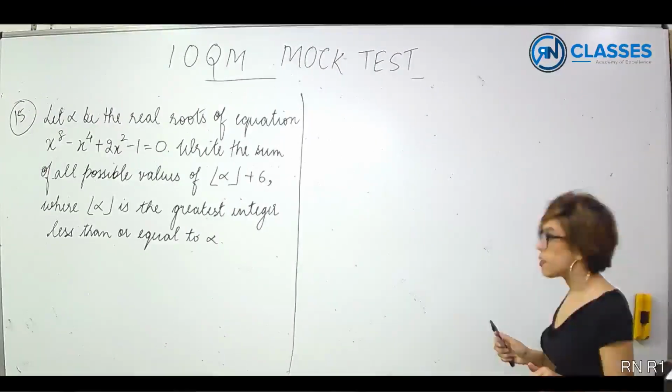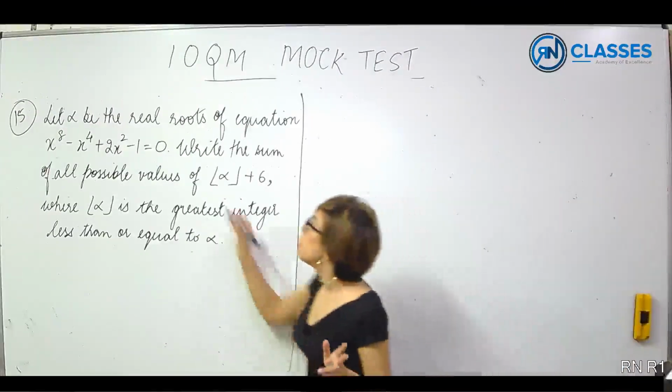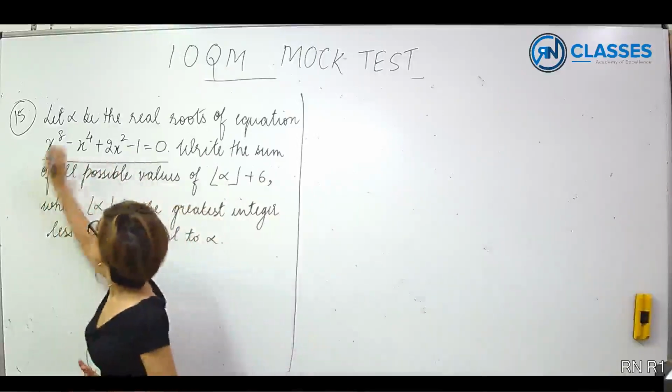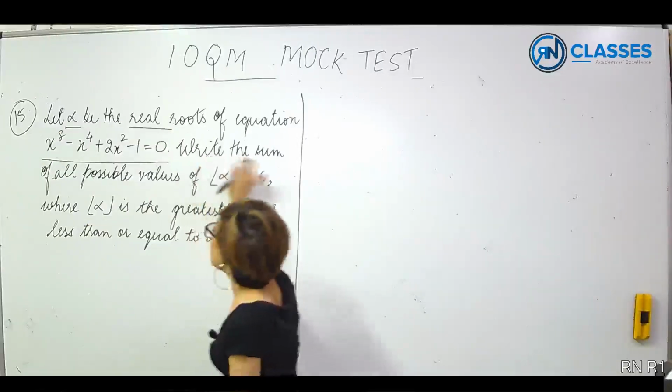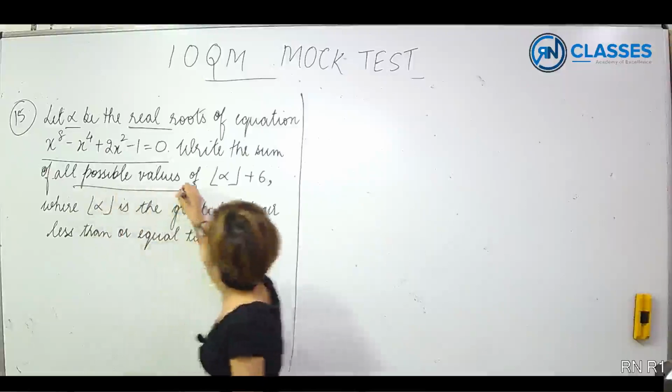Alright, on to the next one. Now he says let alpha be the real roots of this equation. Okay, alpha be the real roots. Write the sum of all possible values of.